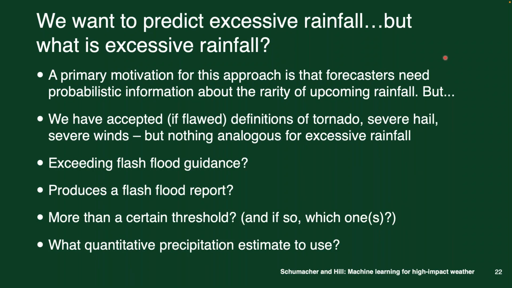We have clear definitions of what tornado, severe hail, and severe winds are, but we don't have that for excessive rainfall. We know tornadoes have to have some kind of damage indicator. Severe hail is greater than an inch. Severe winds are greater than 60 or 70 knots. I can't remember that exact threshold, but it's up there. But what do we do for excessive rainfall?